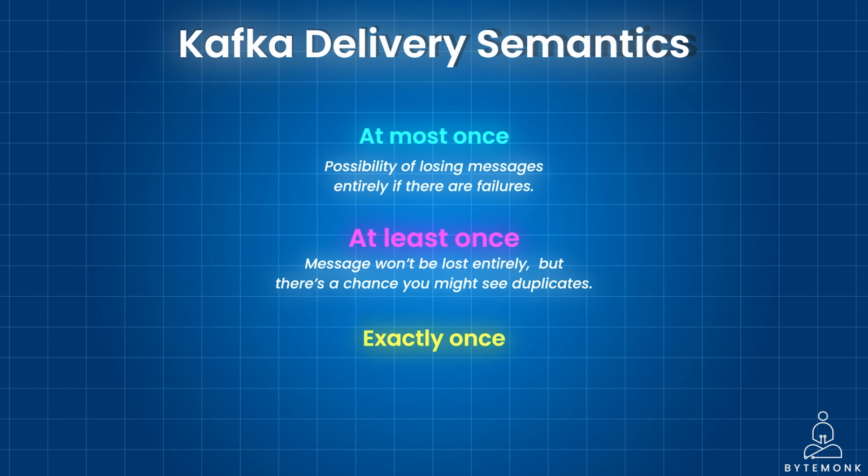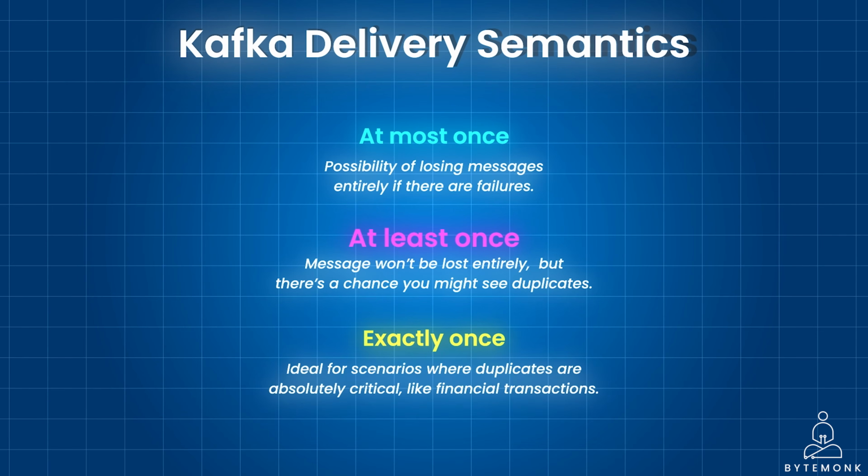Exactly once delivery strives for a perfect balance. Each message is guaranteed to be delivered only once to each consumer. This is ideal for scenarios where duplicates are absolutely critical, like financial transactions. However, achieving exactly once semantics requires more complex configurations and can introduce some performance overhead.